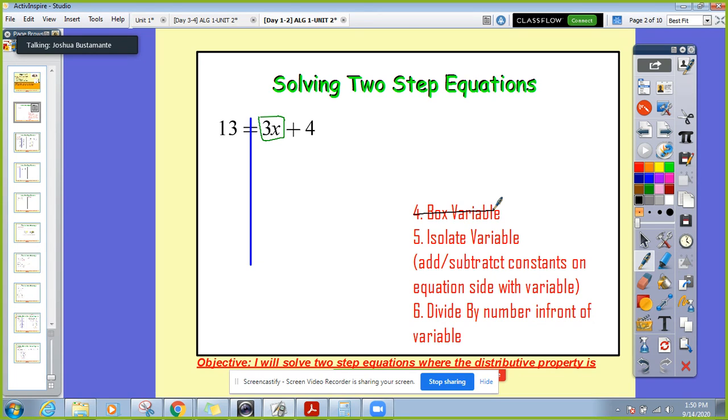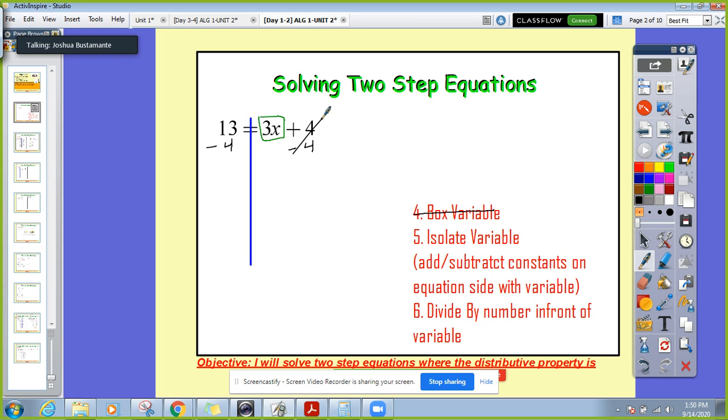So we want to get that 3x by itself. And the way we do that is by adding or subtracting constants on the equation side with the variables. So here we have two constants, 13 and 4, but we want to actually get rid of this 4 that's connected to the variable. So I'm going to subtract 4 because the opposite of addition is subtraction. So I'm going to subtract 4 from that side. And whatever I do to one side, I have to do to the other.